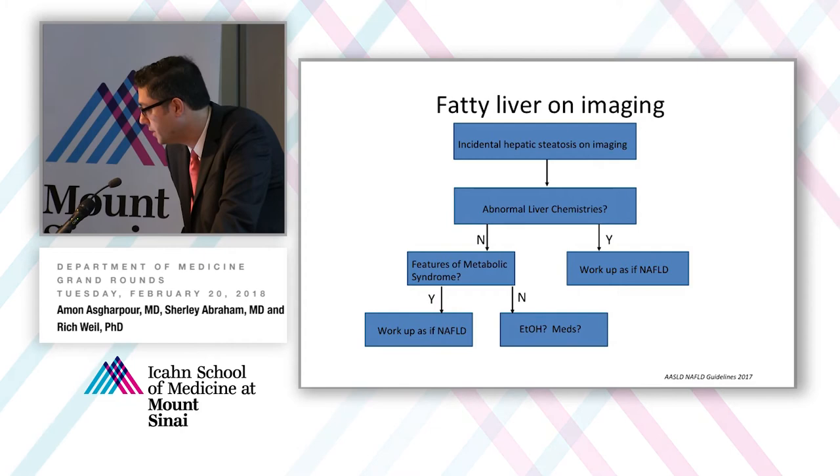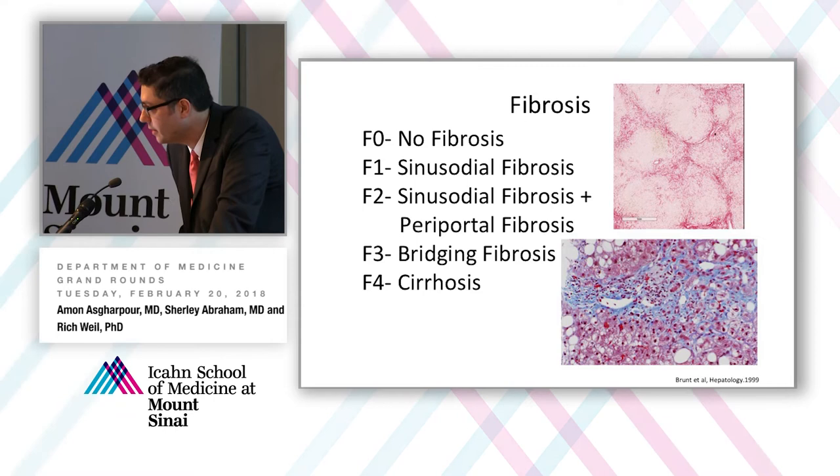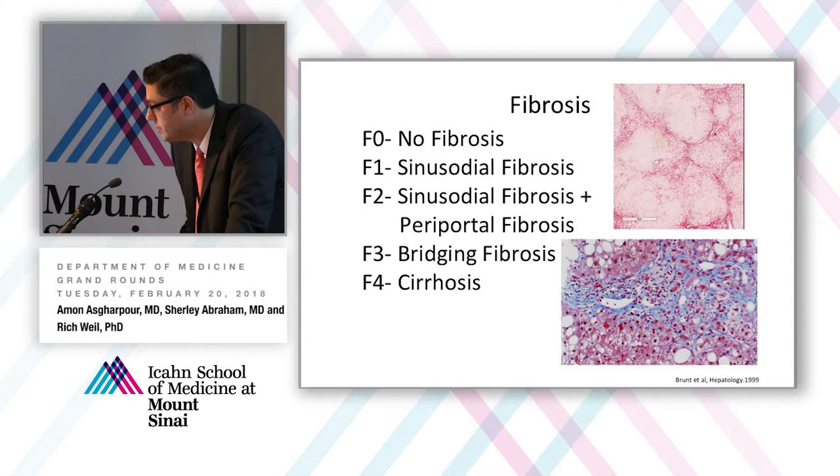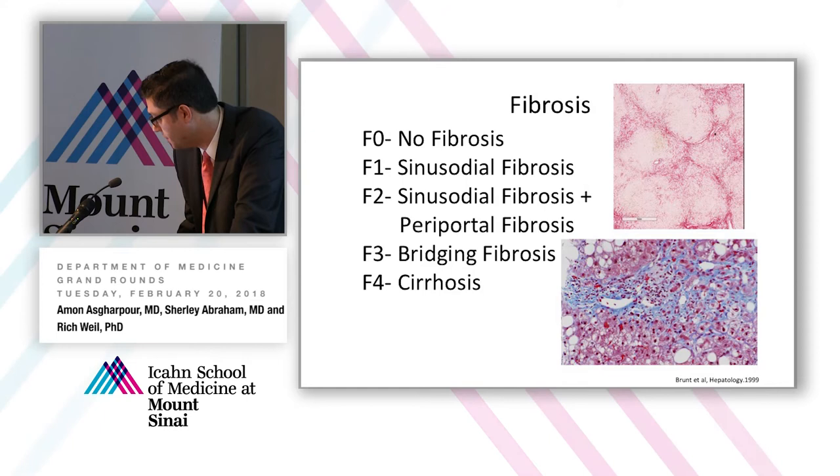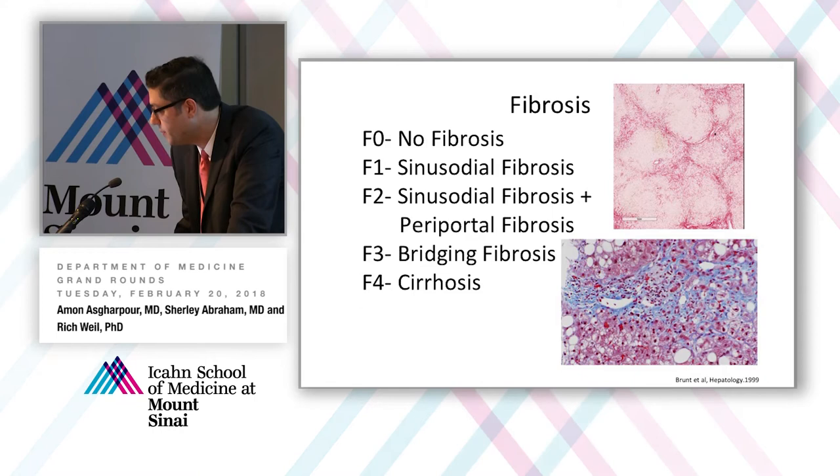Fibrosis is a very important aspect of this that isn't well captured in the NAFLD activity score. It's actually not captured at all. Fibrosis staging in NASH is a little different than Hep C. F0 is no fibrosis, and F1 is sinusoidal fibrosis. It's this chicken wire fibrosis you see on the Masson's trichrome stain. It's all this blue you see over here. F2 is sinusoidal fibrosis plus periportal fibrosis, F3 is bridging fibrosis, and F4 is cirrhosis.